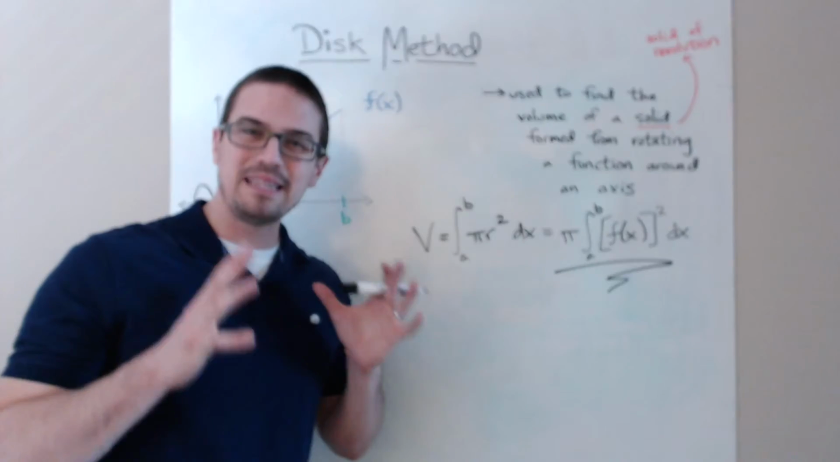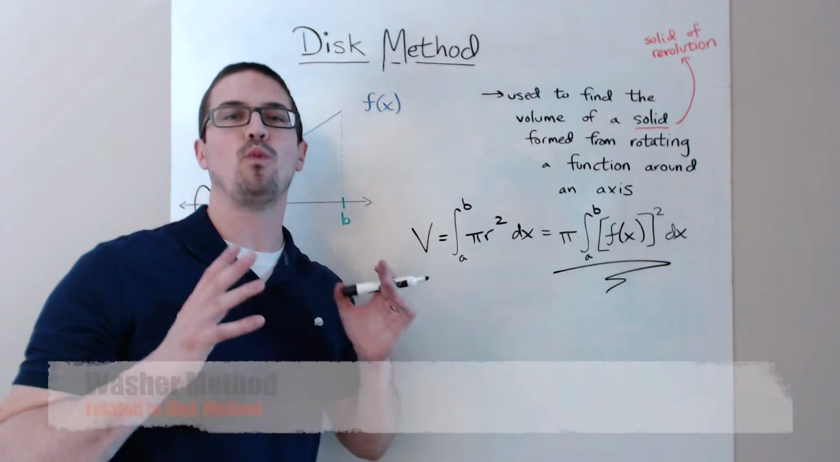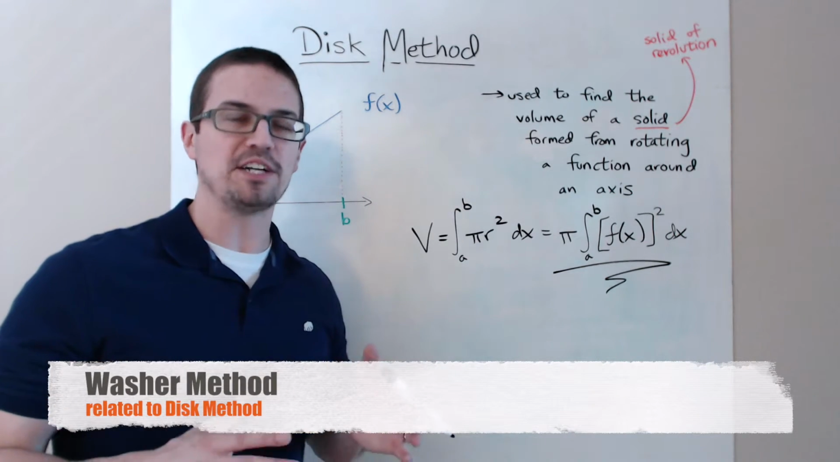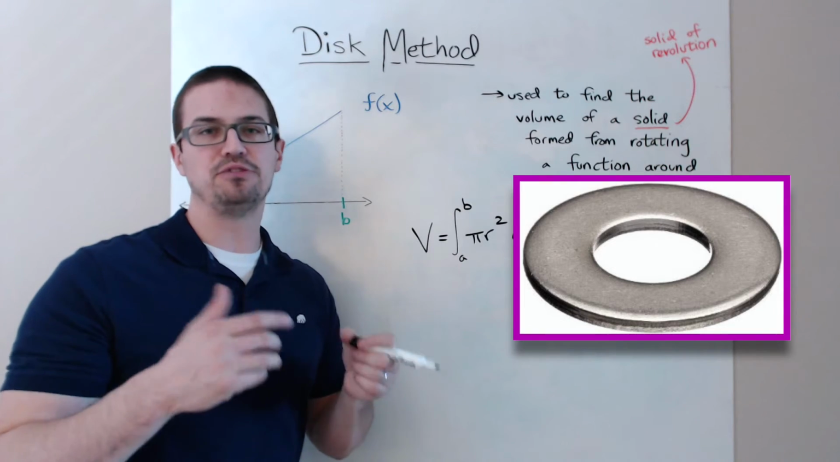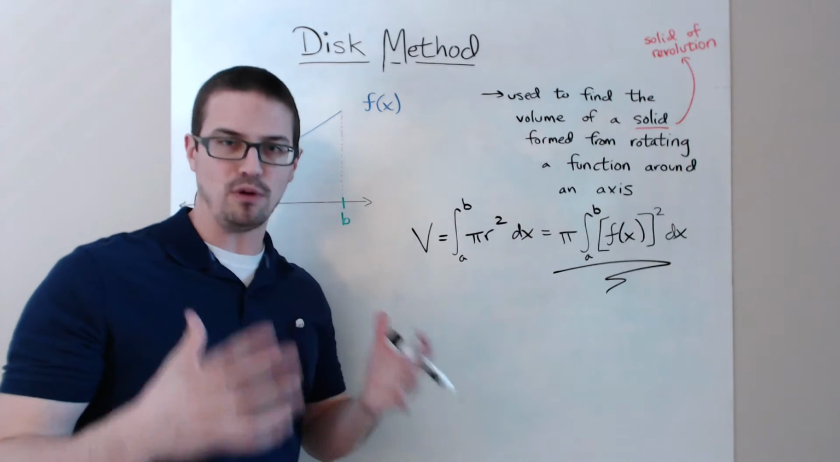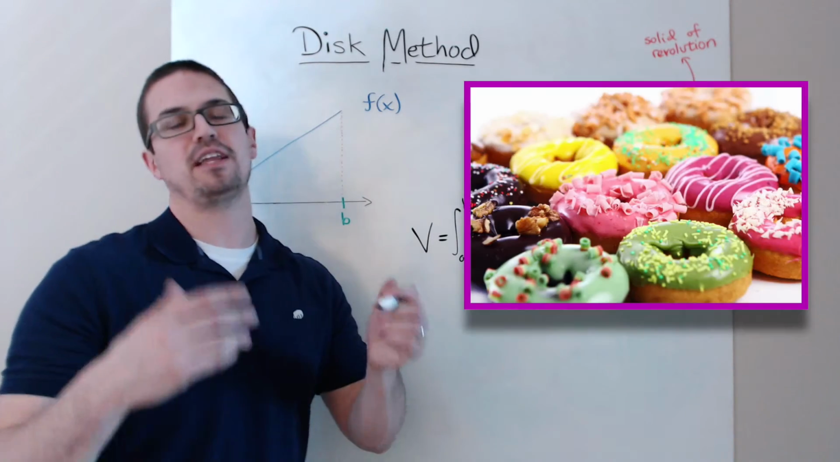On a related note from the disk method, there is another concept related to it called the washer method. If you know what a washer is, it basically looks like a metal donut, and it's used in a lot of machinery to kind of hold bolts together a little bit easier. So instead of calling it washer method, you can think of it like a donut method.